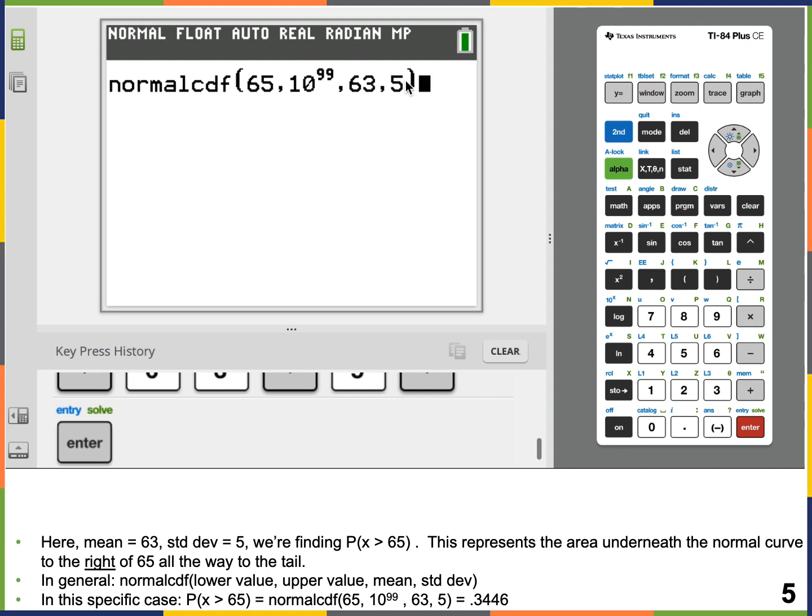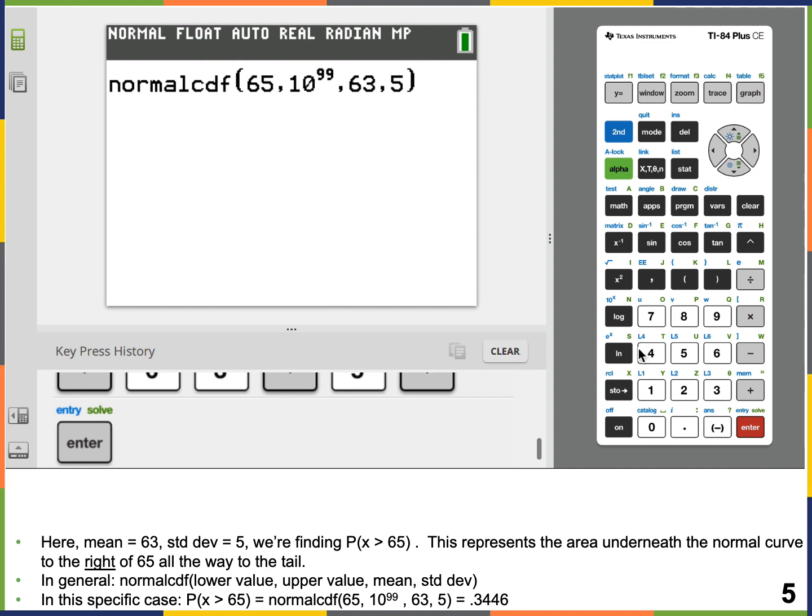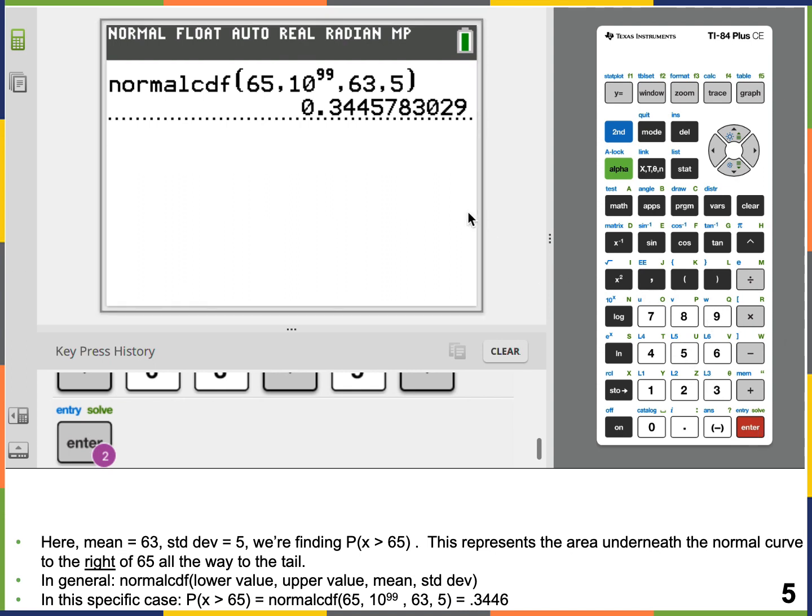Now in the case of the standard normal distribution, your mean is always going to be 0 and your standard deviation 1. But right now we're just doing a plain old normal distribution. So there it is. This is going to be 0.34457, or 0.3446.